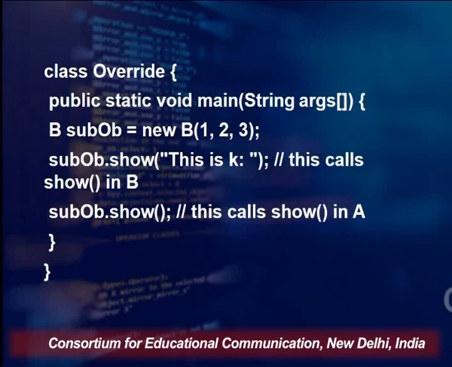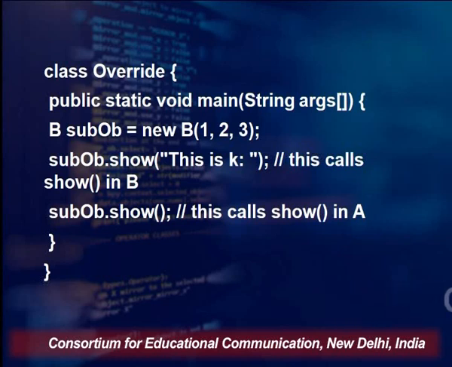Now let us see what happens if we call different versions of show with the object of class B. The main function creates one object of class B passing 1, 2, 3, as we did in our previous example also. Now, if we say subob.show with a message, then this is going to call the relevant method show which has one parameter as a string.